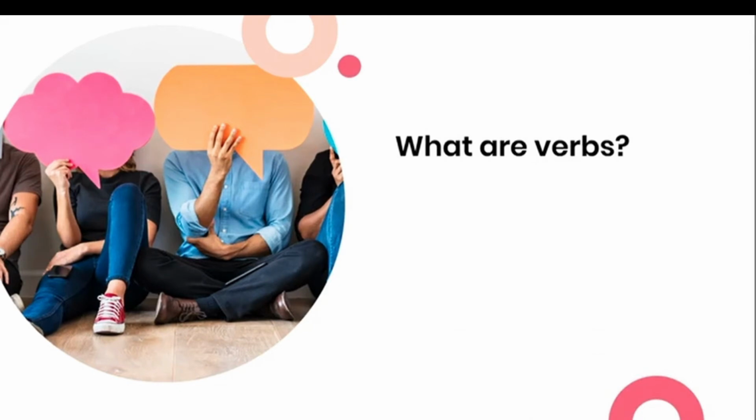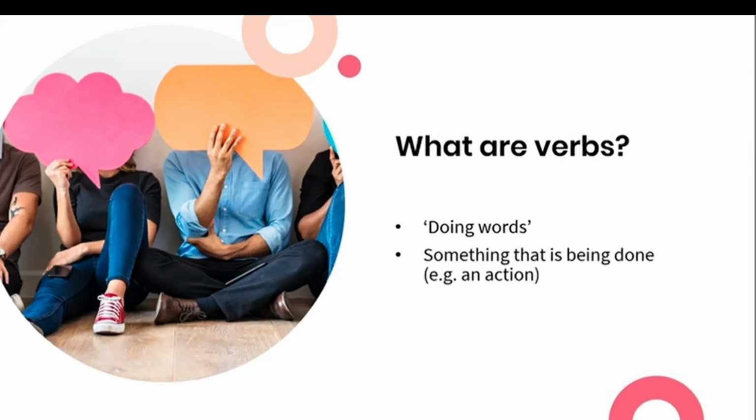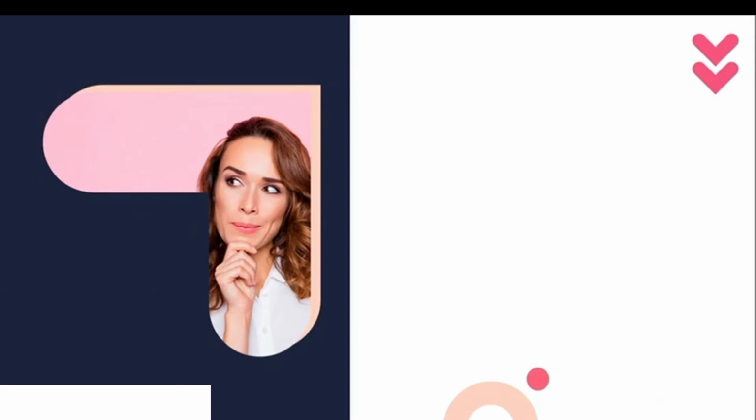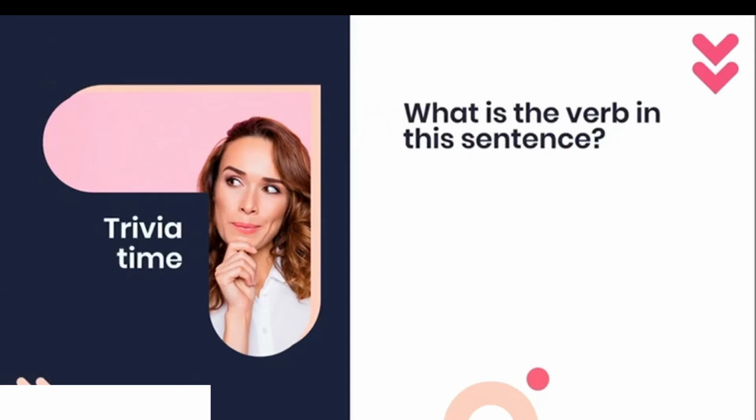The next part of speech that you will be learning about in this lesson is verbs. Verbs are often referred to as doing words. They are words that represent something that is being done. For example, an action.